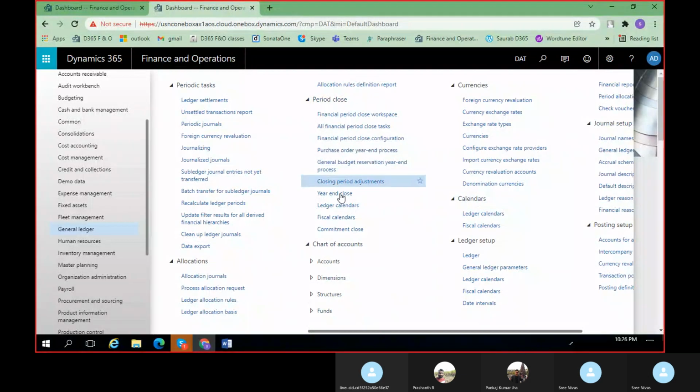You can see here closing period adjustments. If there is anything related to adjustments, those closing periods you can do it here. Then year end ledger calendars. If you see under calendars, we also have ledger calendars. Even under period close it is there. Both are the same.